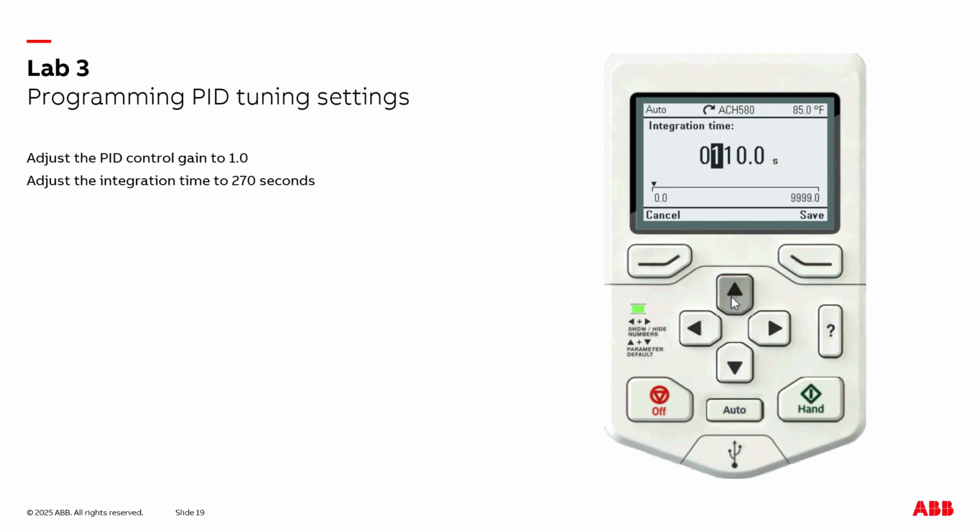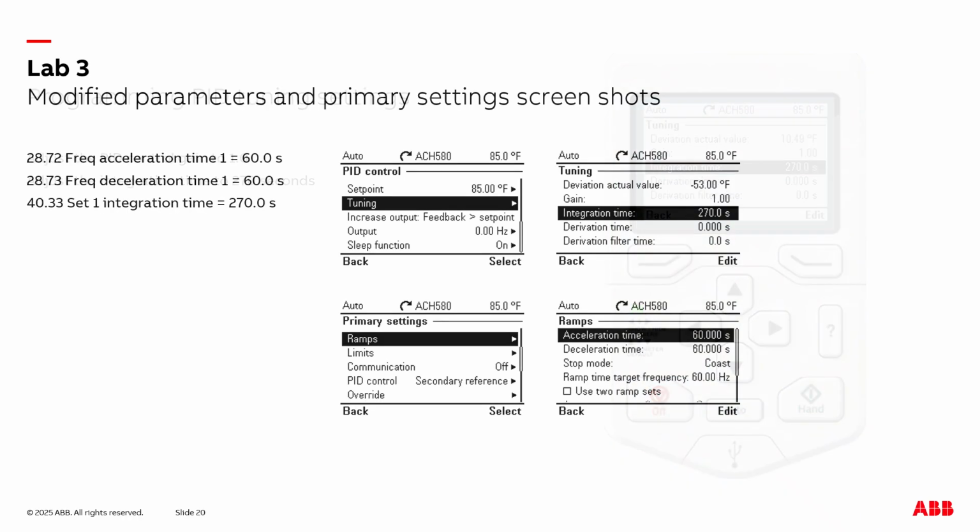seconds. The reason we're going all the way up to 270 is because this is a cooling tower, and cooling towers, the water temperature tends to change quite slowly. So we don't want the drive to start accelerating and decelerating the motor very quickly. We want it to have slow accel and decel so the water temperature is more stable. And this now completes Lab 3. Here's a list of the 3 parameters in Lab 3 that were added to the modified parameter list.